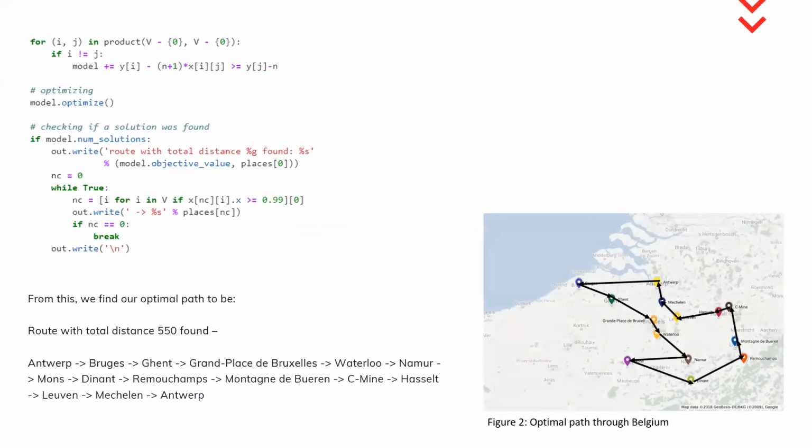tour. So yes, I did have to clip out these arrows in. So if you start at Antwerp, you will go to, well, the next place, and then Ghent, and then Grand Palace of Brussels, and then Waterloo, and so on and so on. So that's just one example of how you can use Python MIP.